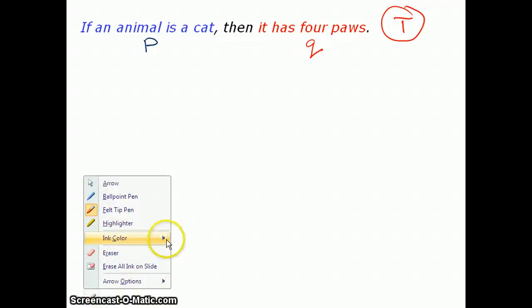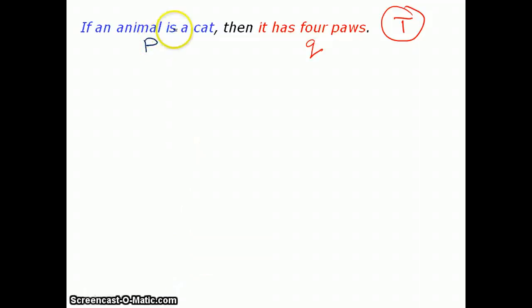And if you're looking for a counterexample, you would need to find a case of a cat that does not have 4 paws. Now, those do exist. Yeah, we can find the anomaly. But as a general rule, healthy cats have 4 paws. When I go to write, that's my initial conditional.